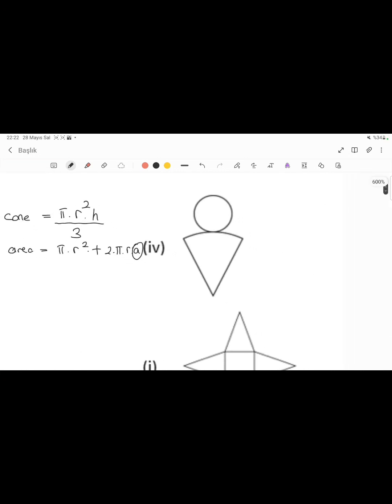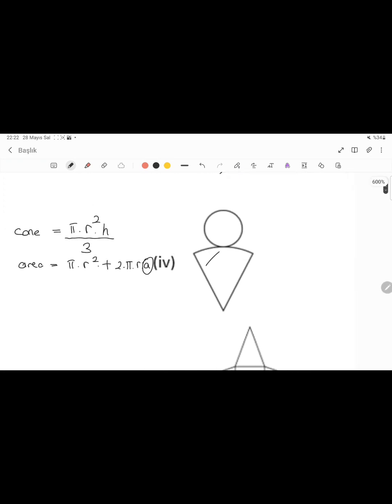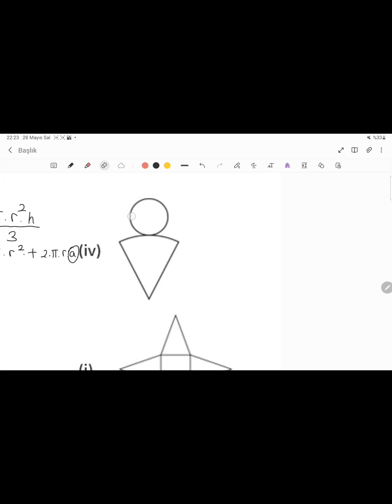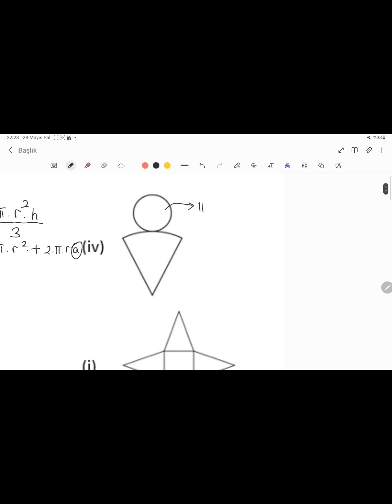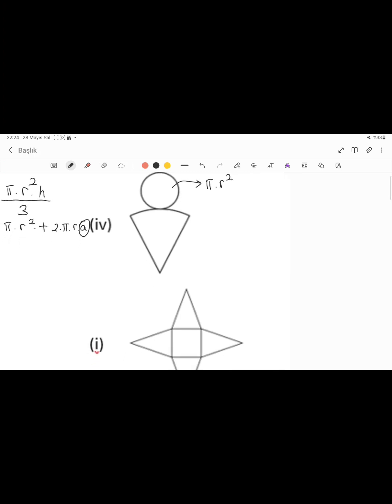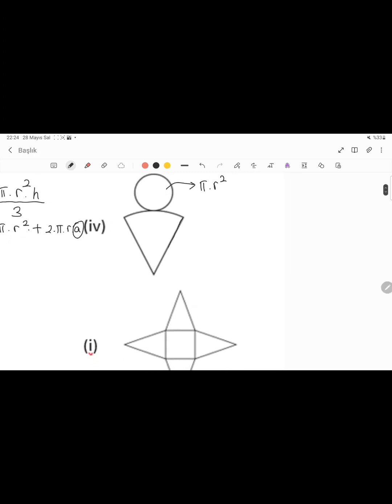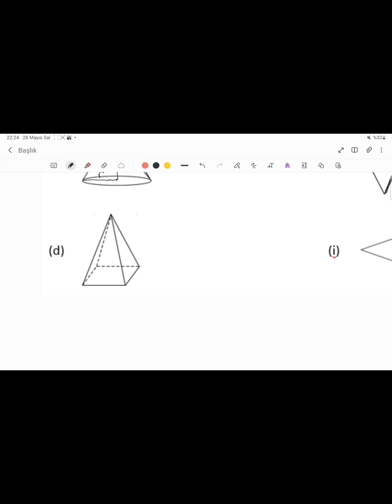The cone expansion. The cone takes 1 side and consists of circles. The perimeter of the base circle is equal to 2 times pi times r, and the slant height is A. I continue with the pyramid.